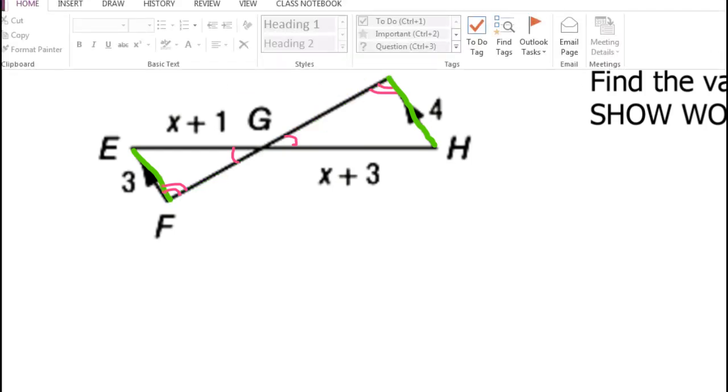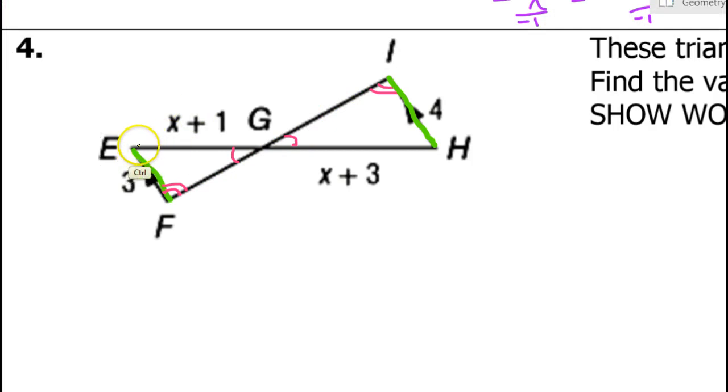But I could just as easily have drawn this transversal to form a Z facing in a different direction. So that tells me that this angle is going to be corresponding and congruent to this angle.